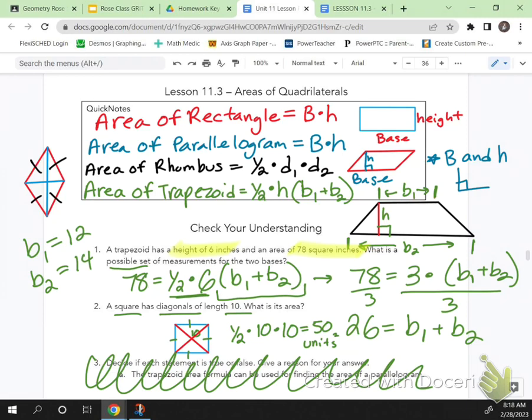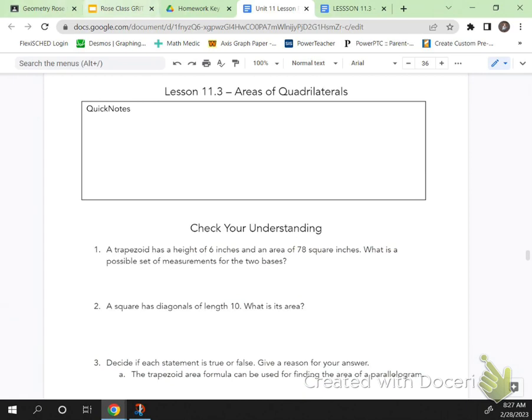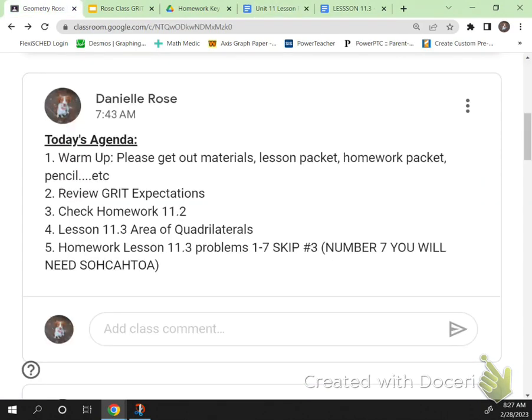Questions? You ready for your homework? All right, you're going to do 1 through 7, but you're going to skip 3. Will you cross off 3? And put a little note for number 7, you'll need SOHCAHTOA. Skip number 3. For number 7, you will need some SOHCAHTOA.